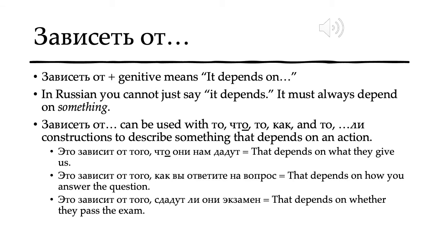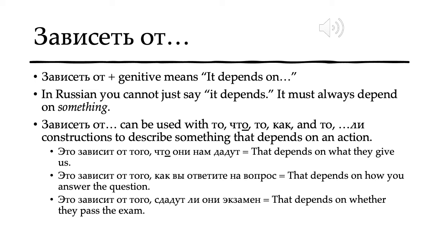A related construction is when we use the verb зависит, to depend, and then от, and then either the genitive or some kind of construction like от того что or от того как. And this means it depends on something. In Russian, you can't say it depends. You always have to say what it depends on. So you can't just say зависит, you have to say зависит от, and then something in the genitive. If you want to use it with a noun, you can say something like это зависит от экзамена. That depends on the exam.